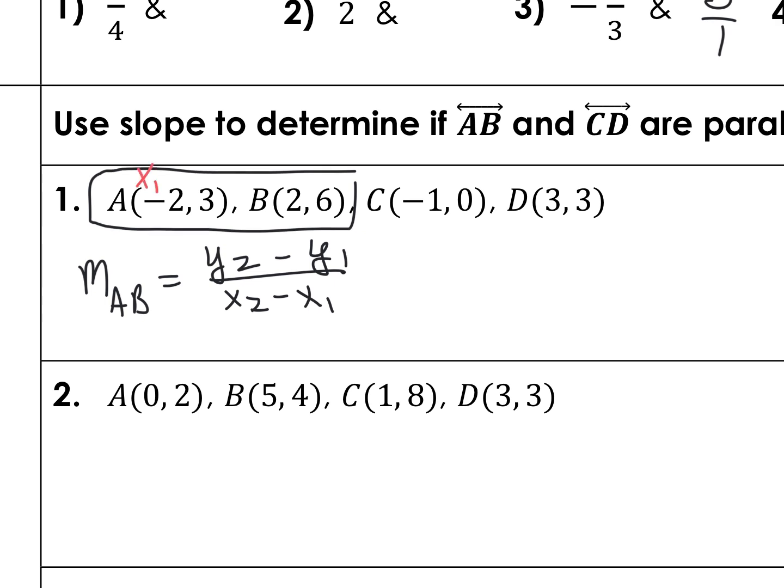This is x1. That's the first x I see. I'm labeling it x1. This is y1. I'm going to label it that way. This is x2, y2. Are you with me on that? So I'm just labeling them so that I can put this number in the correct spot.